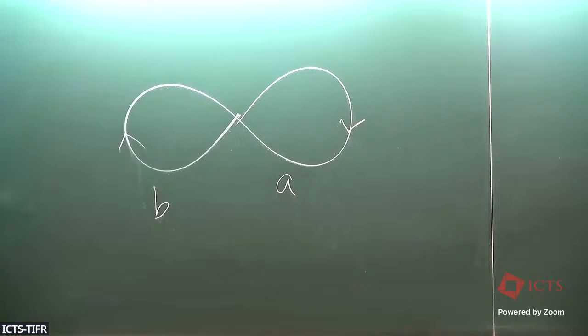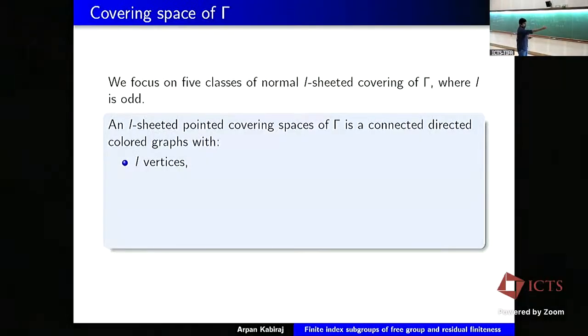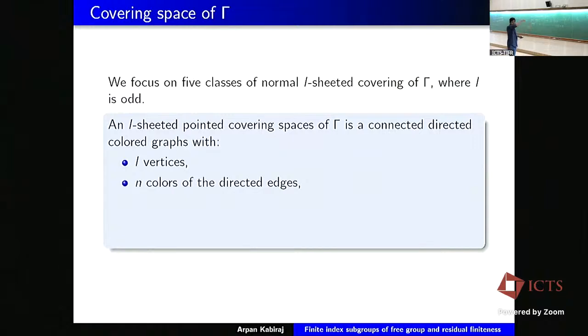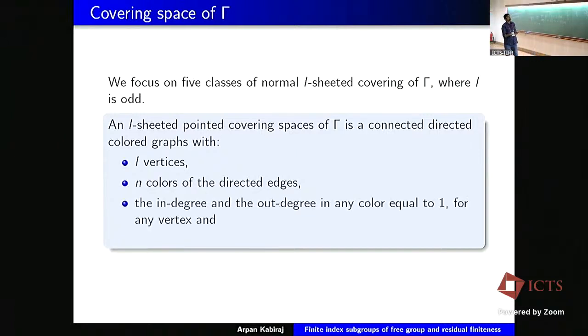So if I take any finite sheeted covering, it will have the following description. We have 1 vertex. If I go to an L sheeted covering, you will have L many vertices. Each color will lift to an L-coloring of edges. And then the in-degree and the out-degree of any color at each vertex has to be 1. That's just the local property of your covering spaces.